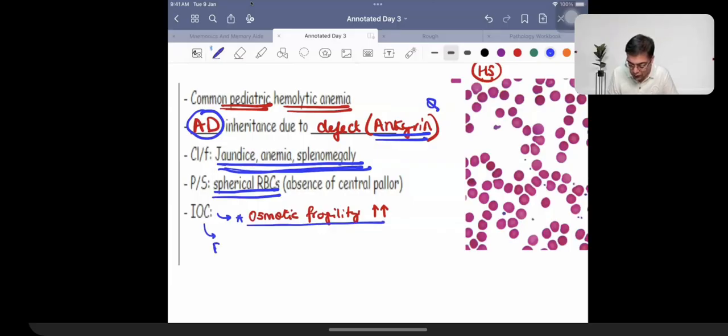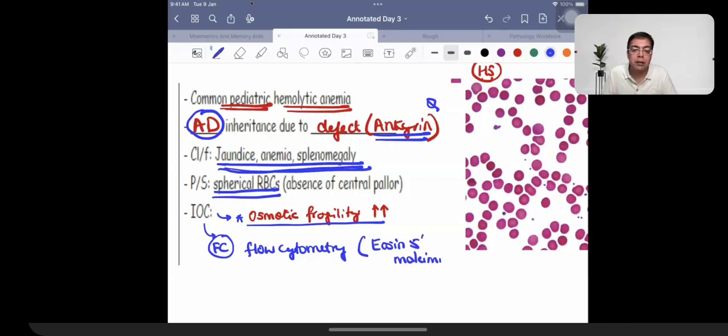So what was asked to you as a question in the exam? The investigation of choice for these patients is flow cytometry. 2022's question: what do we do flow cytometry with? We use a dye called eosin-5-maleimide. The screening test is osmotic fragility and the investigation of choice is flow cytometry.